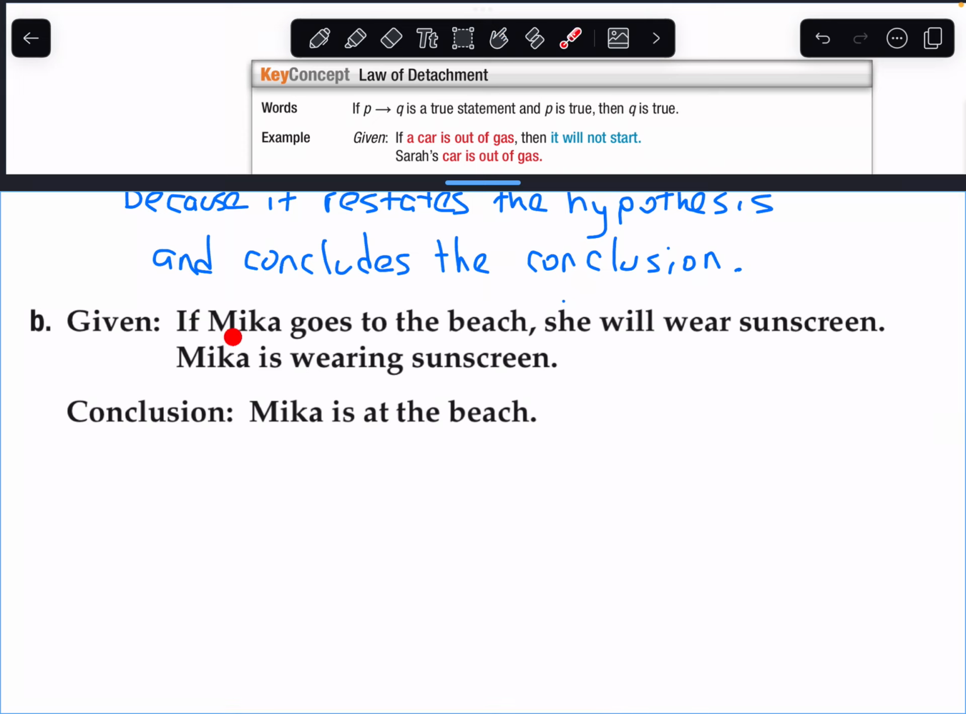Example B, if Mika goes to the beach, she will wear sunscreen. Mika is wearing sunscreen. Conclusion, Mika is at the beach. Do you know that for sure? Here we have the conditional. If Mika goes to the beach, going to the beach is the hypothesis. Wearing sunscreen is the conclusion. And what have we restated here? Wearing sunscreen. We restated the conclusion. So not valid.